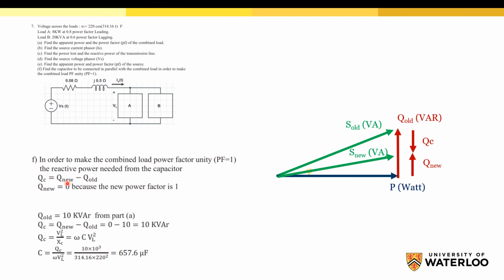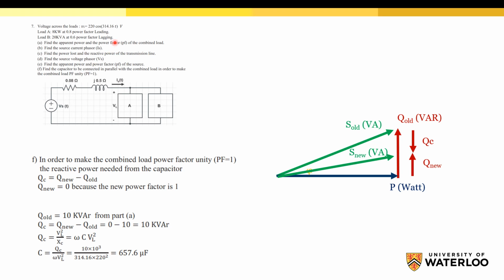So QC is equal to Q old minus Q new, sorry, it's a typo. And now Q new is equal to 0, so QC will be equal to Q old. And this QC is equal to V squared over XC. And XC is equal to 1 over omega C. So we will have omega times C times V squared.